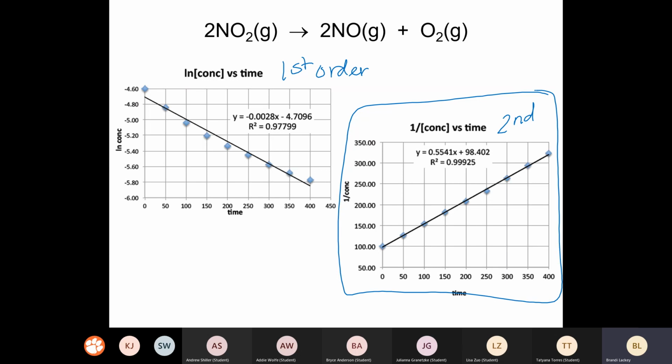This is something that is very likely to come up where you have these graphs and it wants to know which order is it and why. So you would have to say it's second because the graph of 1 over concentration versus time is straight, meaning it's a second order rate law.